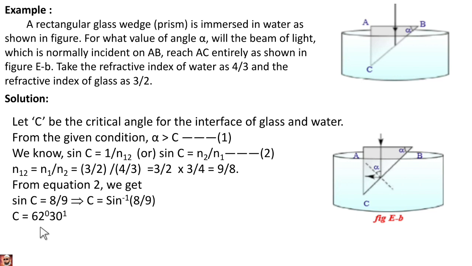So what is the critical angle? We got 62 degrees 30 minutes as the critical angle. When you make the light incident at more than 62 degrees 30 minutes, then the refracted ray reaches the side AC. It means alpha must be greater than 62 degrees 30 minutes. Then only will the light reach the side AC. Now we'll see the activity.